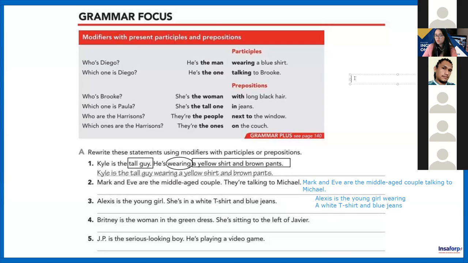So the other option we have is that Alexi is the young girl with a white t-shirt and blue jeans. Or tenemos otra opción también. We have another option. Alexis is the girl, is the one also, is the one wearing a white t-shirt.